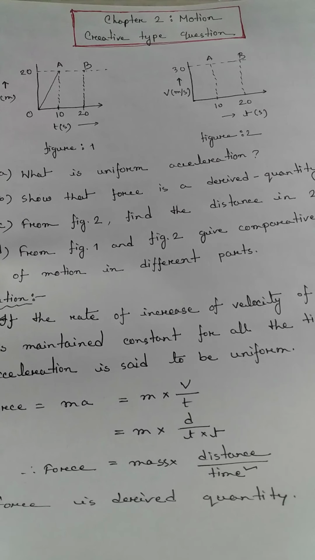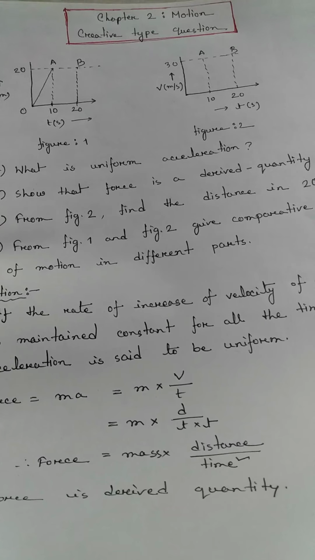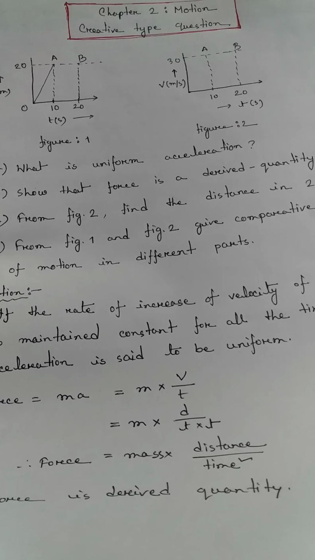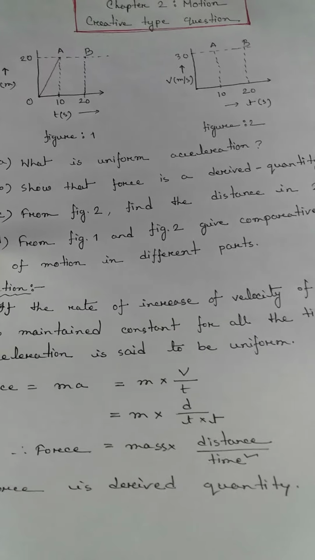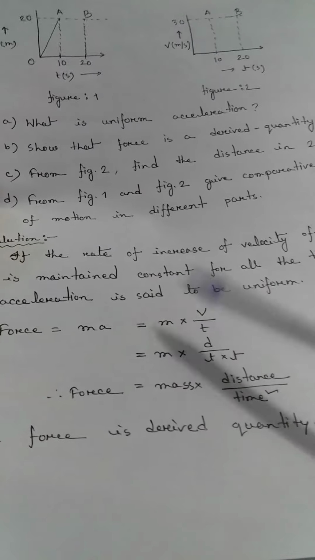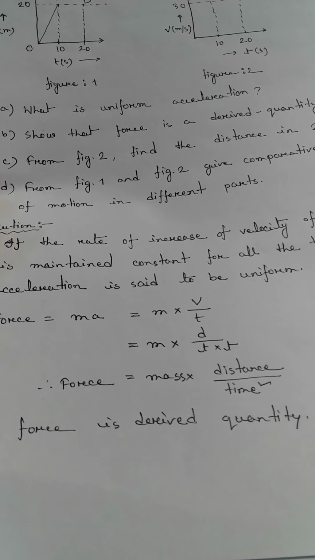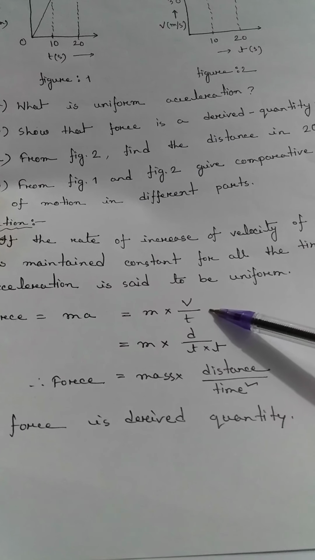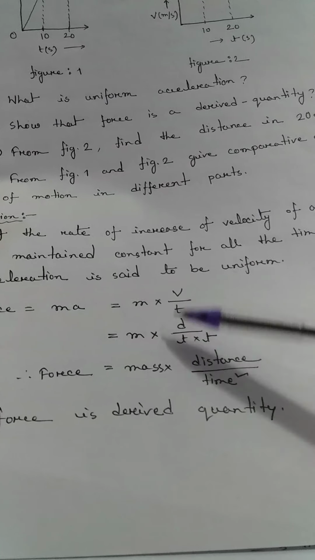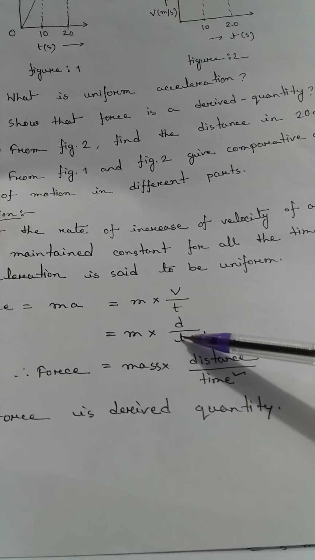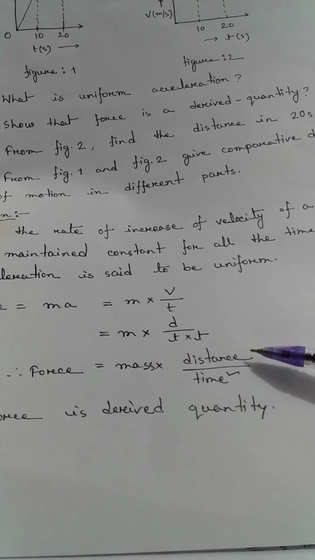Then second question: show that force is a derived quantity. This is a question related to the first chapter. In your first chapter you learned about quantities, fundamental quantities and derived quantities. All of you know that force is a derived quantity, but why is it called a derived quantity? Because force equals ma, that means mass into acceleration. The multiplication of mass and acceleration is called force. Then instead of a, we can write v by t, that means velocity divided by time. Again, instead of v we can write d by t, that means distance divided by time. Then force becomes mass into distance divided by time square.